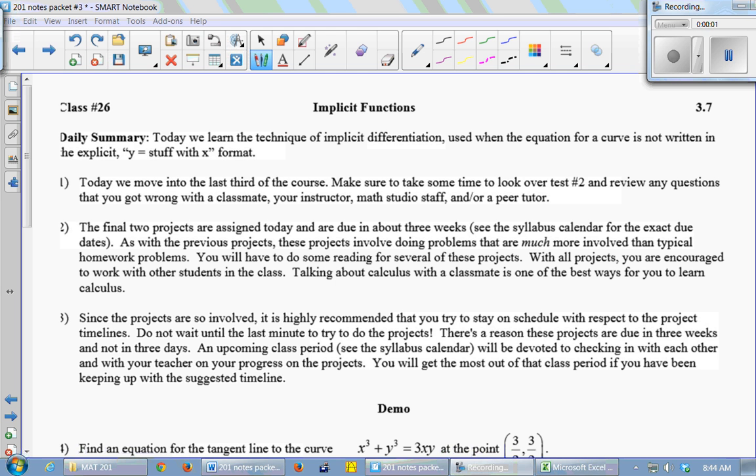Today we're going to learn the technique of implicit differentiation. It's used when the equation for a curve is not written in the typical way that we see it, which is called explicitly, which is y equals some stuff with x's in it. So when it's not written that way, we can use this new technique rather than solving for y.